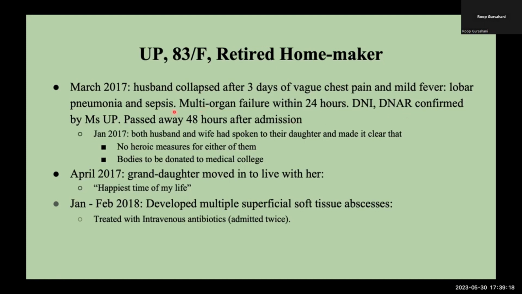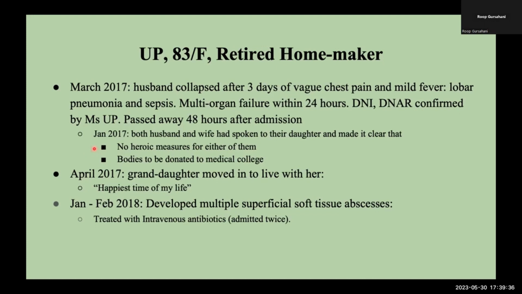Why did she do that? When she had had a bad illness, both husband and wife on their own spoke to their daughter and made it clear that there were going to be no heroic measures for either of them. In fact, they both wanted to be allowed to pass away in peace and their bodies to be donated to the medical school.